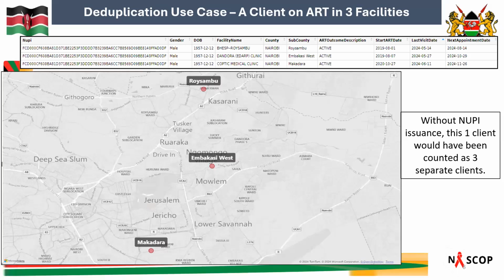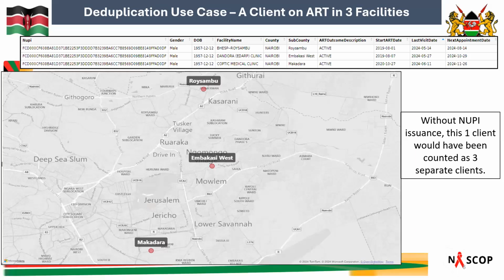Here we can look at one of the issues where UPI would be quite vital. In this particular case, you have 3 client records distributed across 3 different facilities. Without UPI, this would have been treated as three unique clients. But with UPI issued to this client, the 3 records would now share the same UPI, and you would have the 3 records being linked.